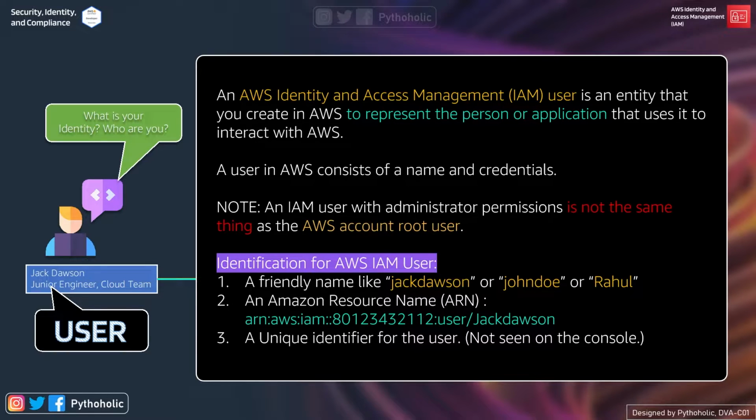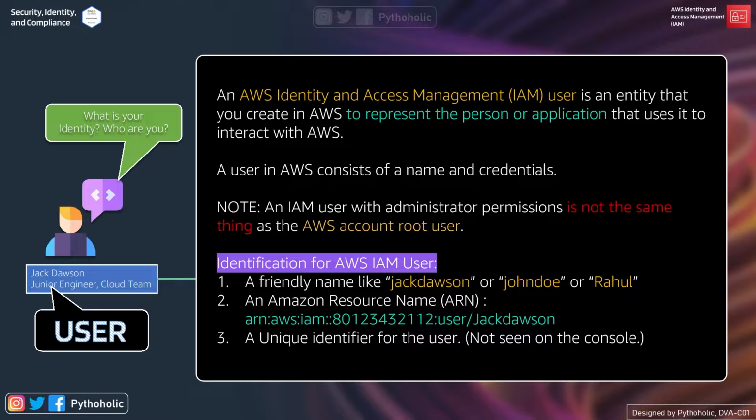The point that is rightly mentioned here is that an IAM user with administrator permissions is not the same as the AWS account root user. If you remember, when we created the AWS account, the first thing we got was the AWS account root user. Using this, we created a user with admin rights. And how did we do that? Yes, by attaching an AWS administrator policy to that user. And you should always remember that a root account user is not same as a user who has admin rights.